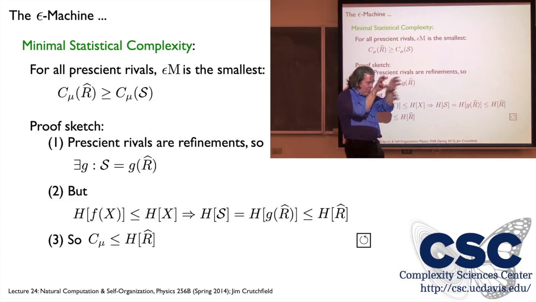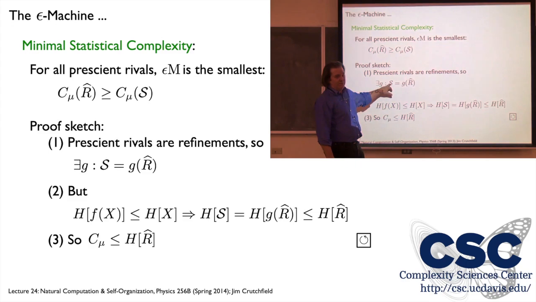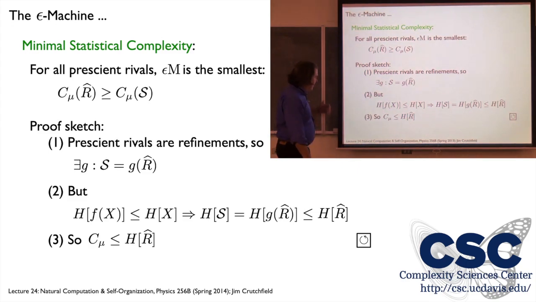Because these are a more refined picture, there will always be a map from the rival partition cell element to the causal state that contains it. Okay, so there's such a G.